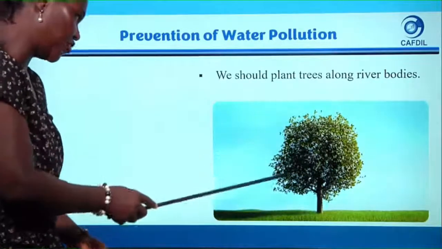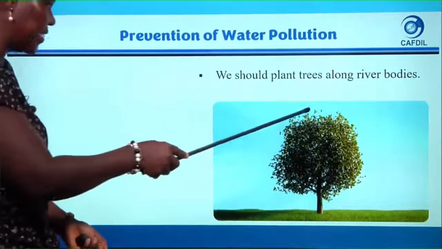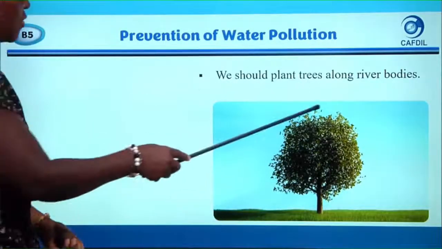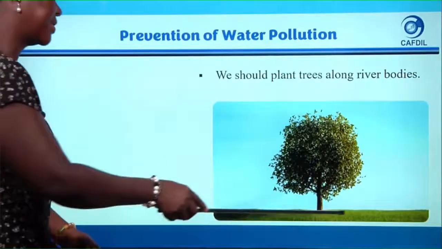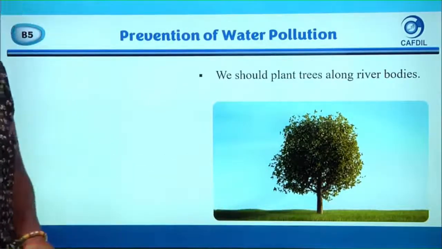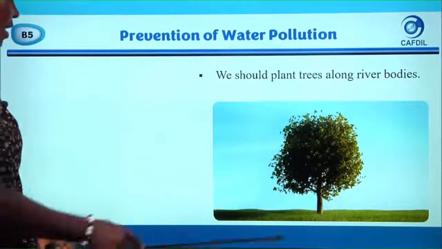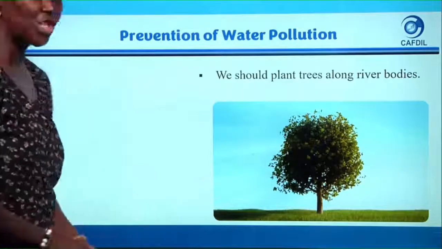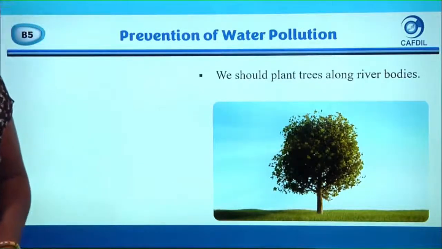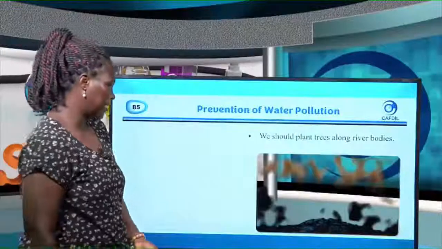So you can see this tree. When it rains, the water will fall on the tree. It will not get directly on the ground. And we have some grasses also here. So erosion will not take place. Erosion will never take place.